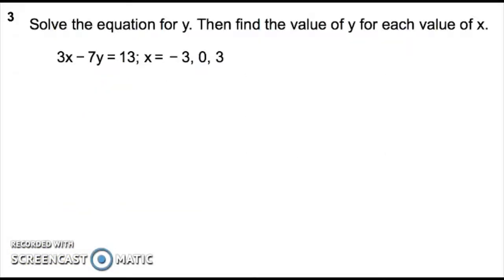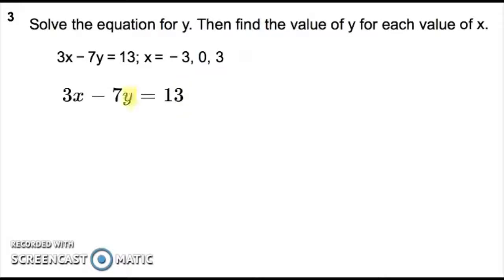Number 3 says solve the equation for y and then find the value of y for each value of x. So let's take a look at what we're given. We're given an equation here, 3x minus 7y equals 13. And then our values of x are -3, 0, and 3. So once we solve this for y, then we will take each of these and substitute it in for x to find y. So first let's solve for y.